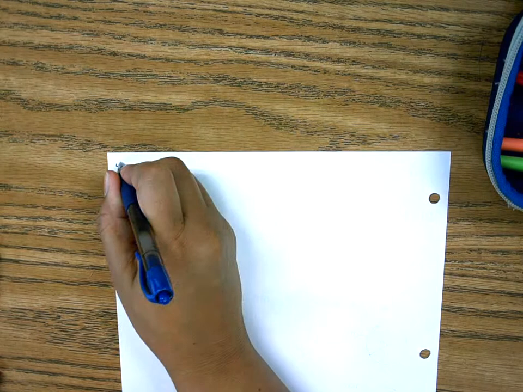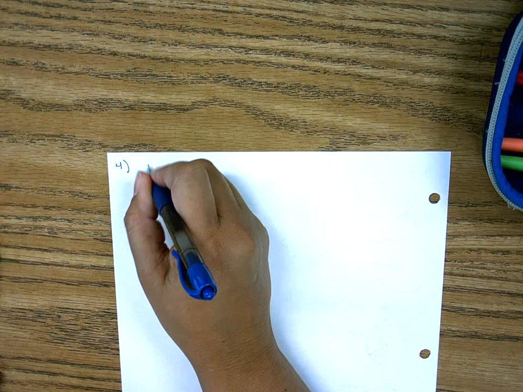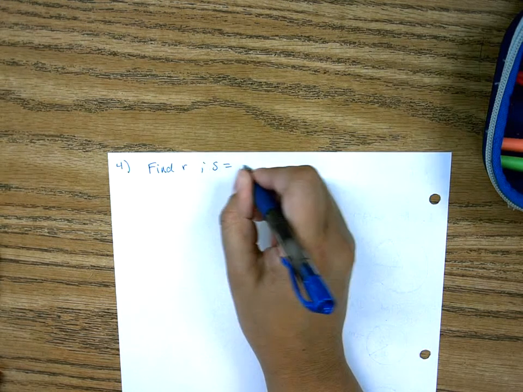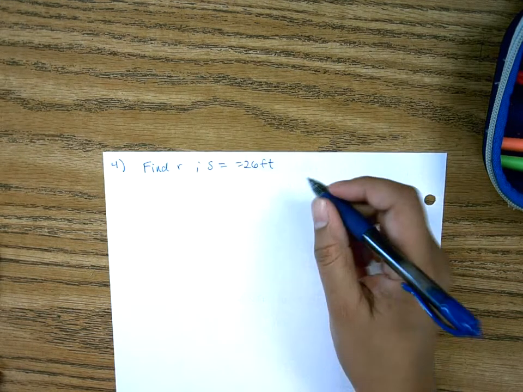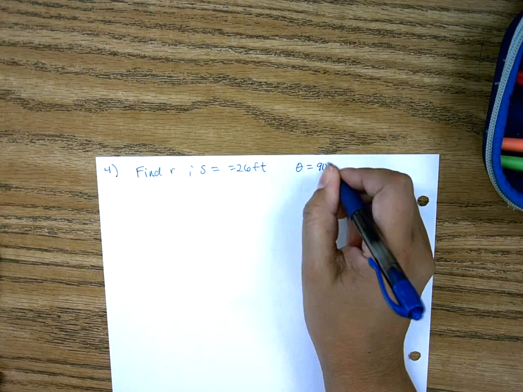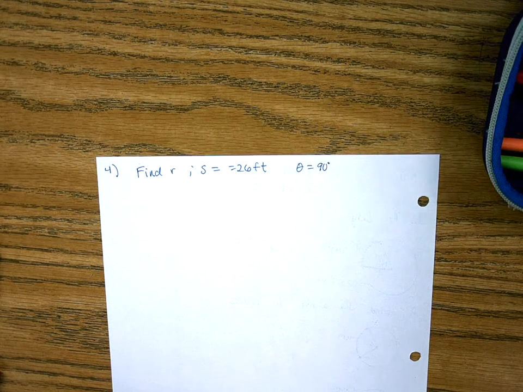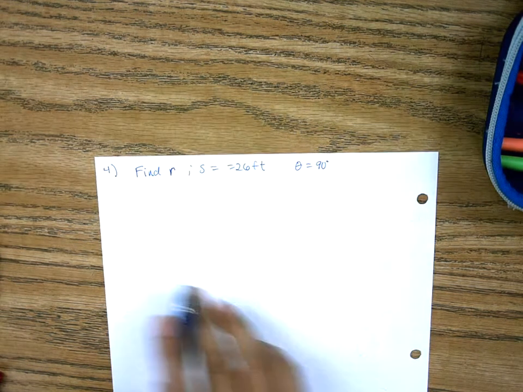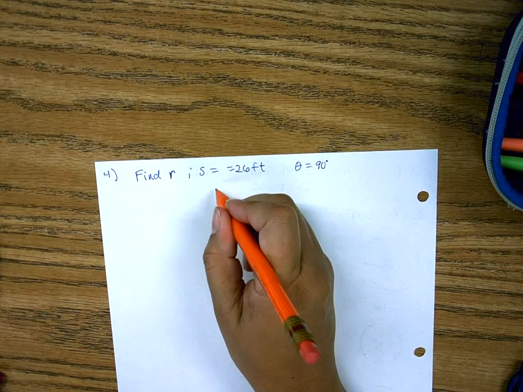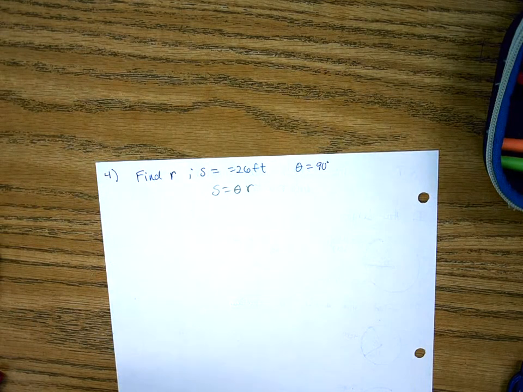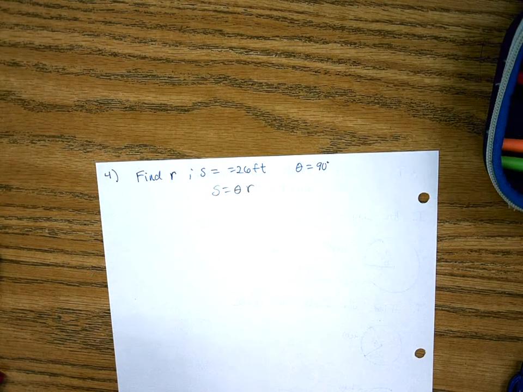Number 4. Find R where S equals 26 feet and theta equals 90 degrees. I'm going to have you hit pause. Let me finish this off first. I'm going to have you hit pause, write this down first. S equals theta R, plug things in, work it out, and then unpause and check our answers at the end.